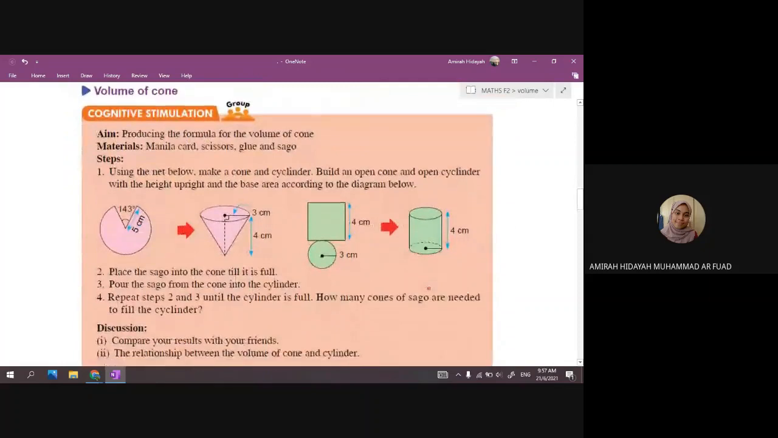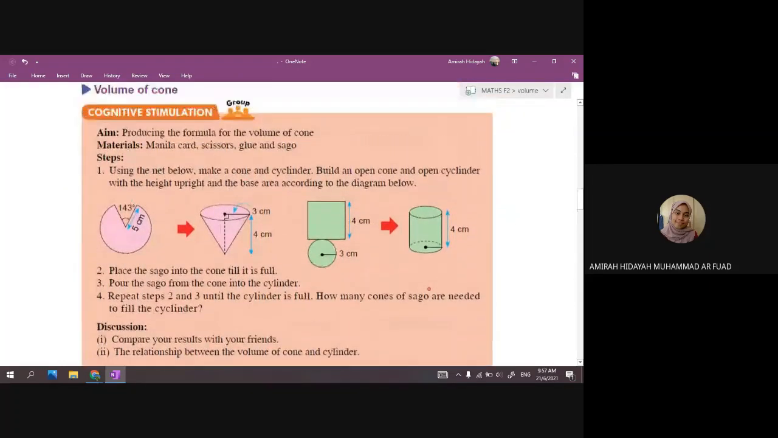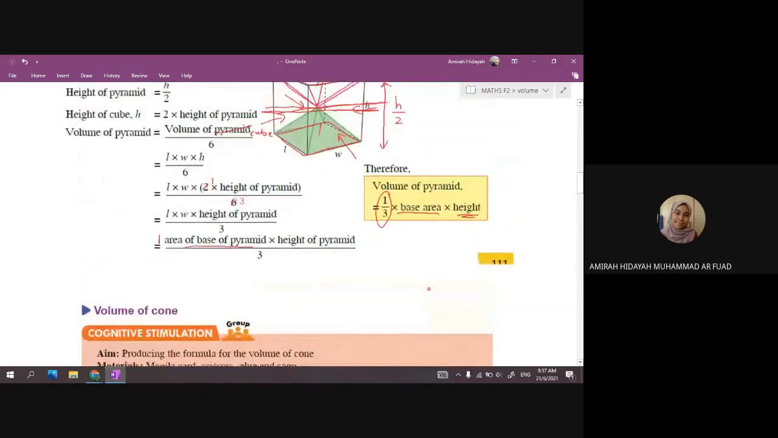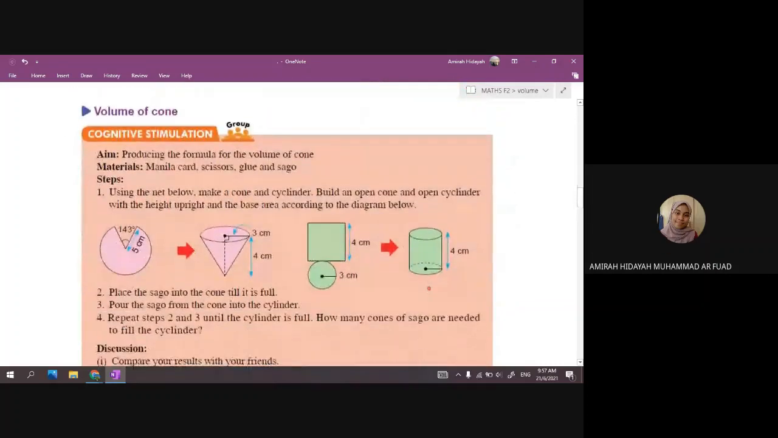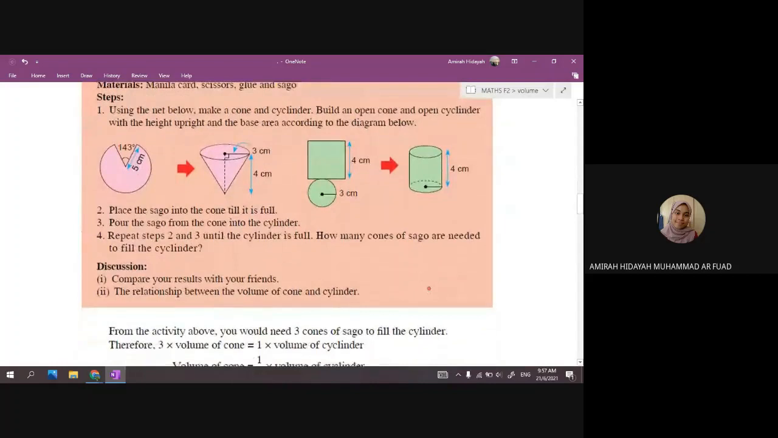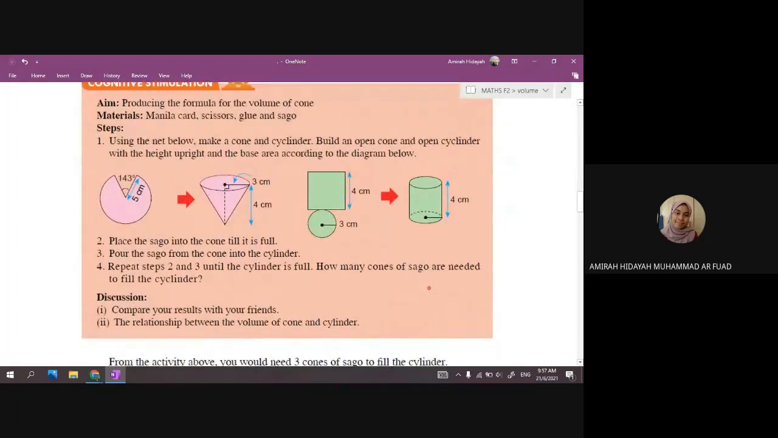Next, volume of cone. So kalau tadi nak dapat volume untuk piramid dia guna cube, but for cone kita akan guna cylinder. Okay, so dia cakap dekat sini, okay, kita nak tengok kita akan letak sagu dalam cone. Okay, kita akan letak sagu dalam cone sampai penuh. Lepas tu kita akan pour the sagu from the cone into the cylinder. Lepas tu kita nak tengoklah how many cones of sagu are needed to fill the cylinder.